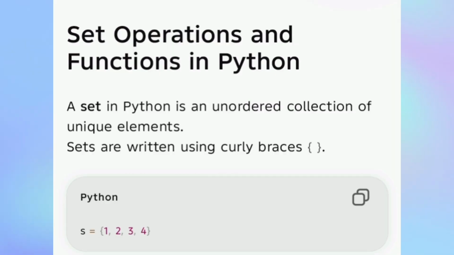Today we are going to discuss set operations and functions in Python. A set in Python is an unsorted, or unordered, collection of unique elements. Sets are written using curly braces. Let us assume that S equals {1, 2, 3, 4} within curly braces.